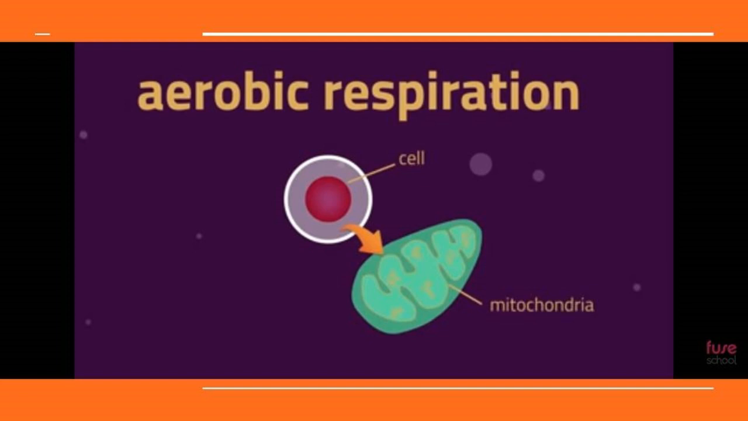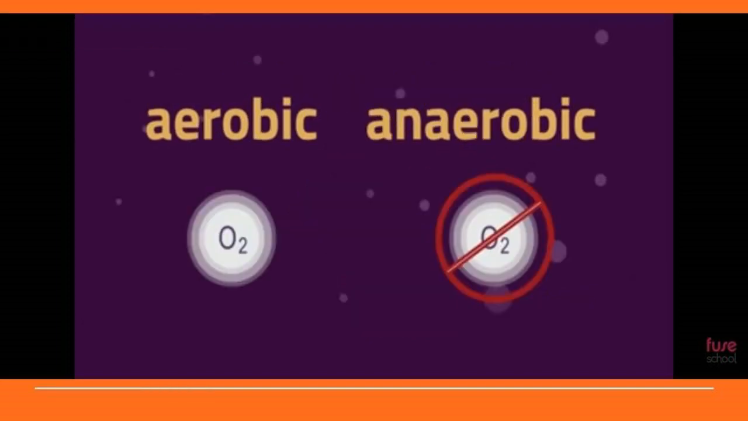First type is aerobic respiration. Aerobic respiration is a type of cellular respiration in which organic food is completely oxidized with the help of oxygen into carbon dioxide, water and energy. It occurs mostly in plants and animals. It is called aerobic respiration. Now we are going to see aerobic and anaerobic respiration. In aerobic respiration, oxygen is used, and in anaerobic respiration, oxygen is not used. This is one main difference between aerobic and anaerobic respiration.